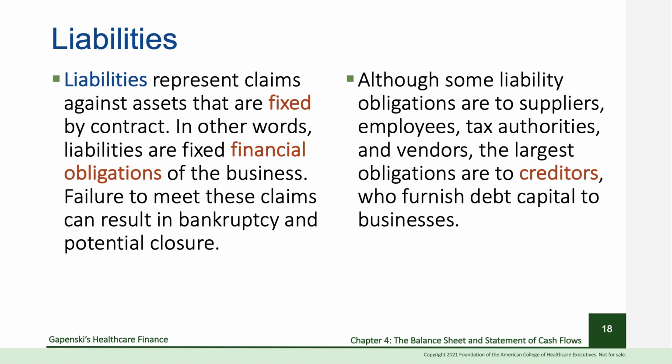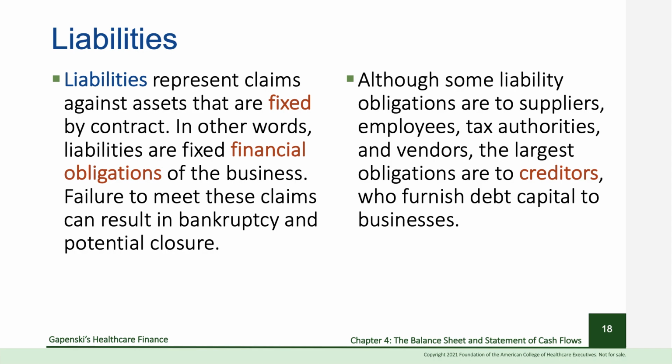Liabilities represent claims against assets that are fixed by contract. If you're getting a loan, then you're getting it against some asset. So these are liabilities, which are claims against assets and are fixed by contract. You get a loan for 30 years or 15 years against your assets. In other words, liabilities are fixed financial obligations of the business. Failure to meet these claims can result in bankruptcy and potential closure.